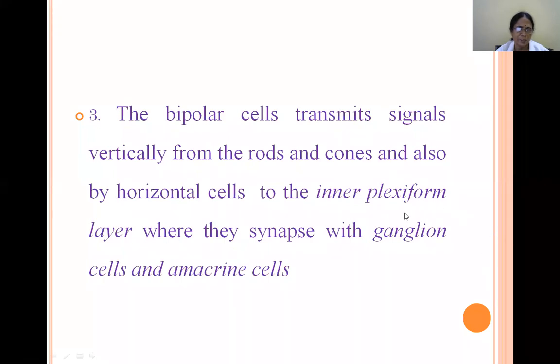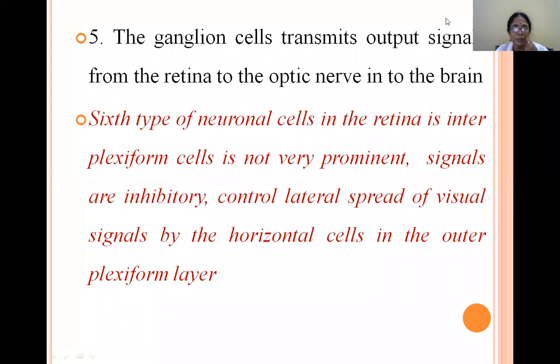Here, there are two types of cells: the ganglion cells and the amacrine cells. The amacrine cells are interneuronal cells. Both the ganglion cells and amacrine cells are concerned with presynaptic and postsynaptic connections. The axons of ganglionic cells, as I've already told, form the optic nerve fibers. Finally, the signals have arrived in the ganglionic cells, and they transmit output signals through the optic nerve to the brain.